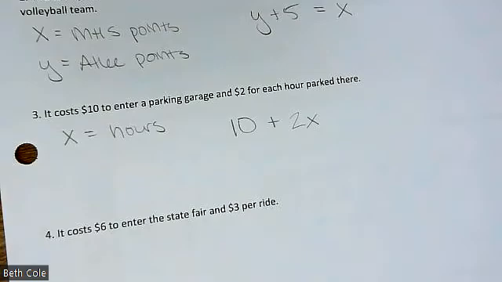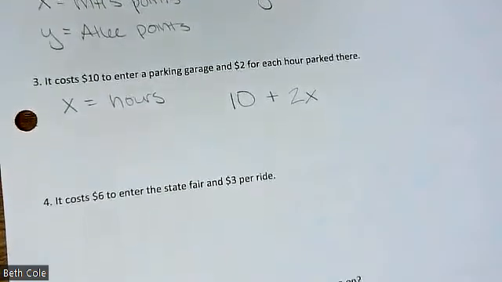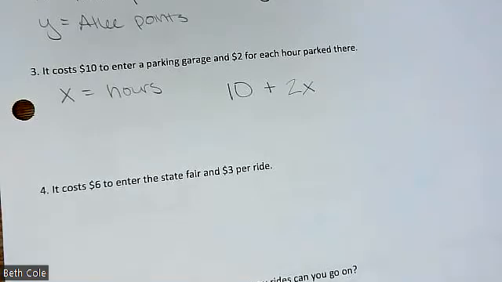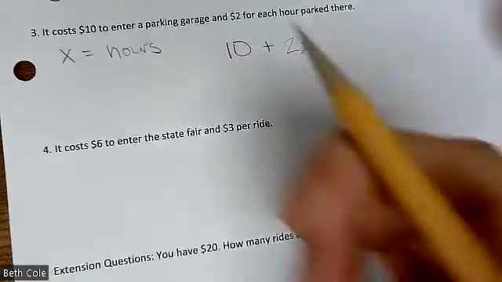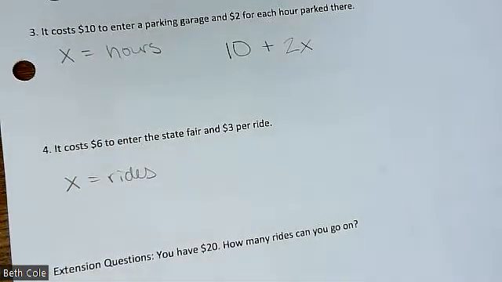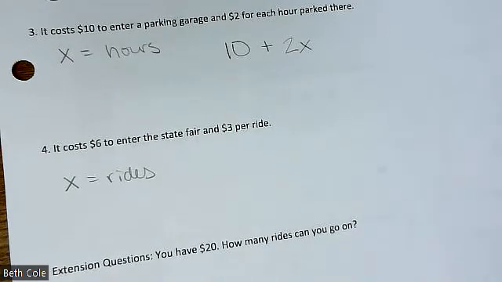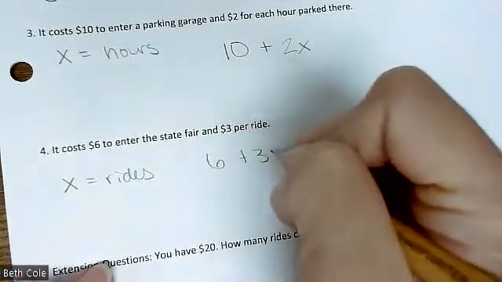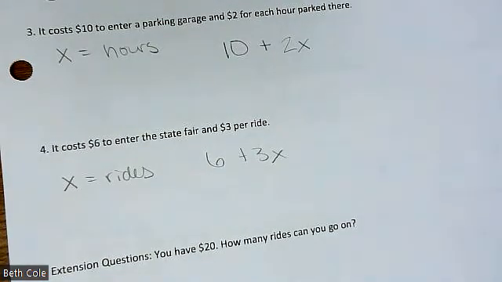This one's really similar. I made two like this because it comes up a lot. It's $6 to get into the fair, and then $3 per ride. So I'm gonna let X equal the number of rides I go on. And then what would be an expression to represent what's going on? It's real similar to the parking garage one we just did. Good, 6 plus 3x. So you pay $6 to get in, and then it's $3 per ride you go on.